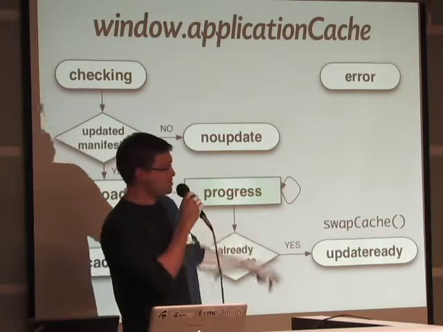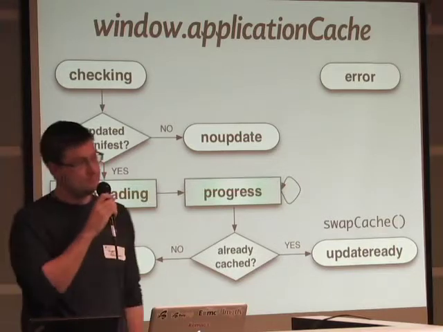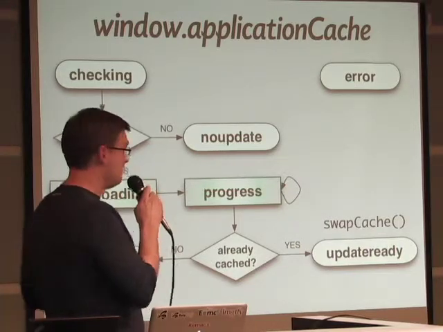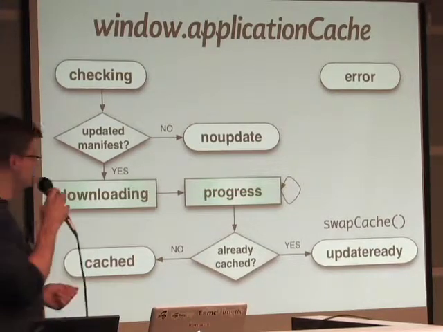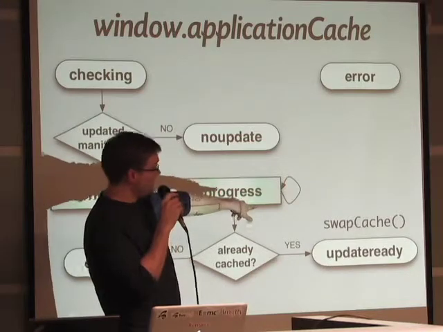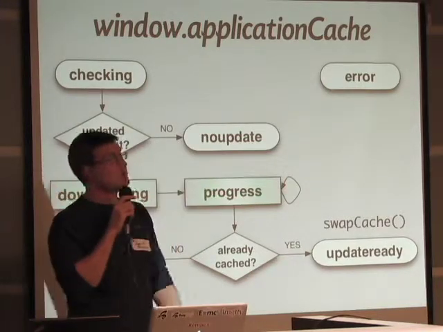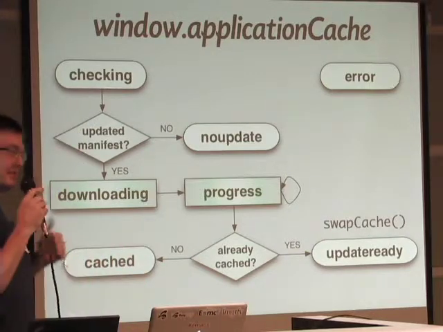If it's something that we have cached before, it fires the update ready event. And the update ready event is a signal that we've seen it before, now we can do something with it. Something that you can do with it is you can optionally call the swapCache method on the window application cache. I'm going to get to why, there's a caveat here.